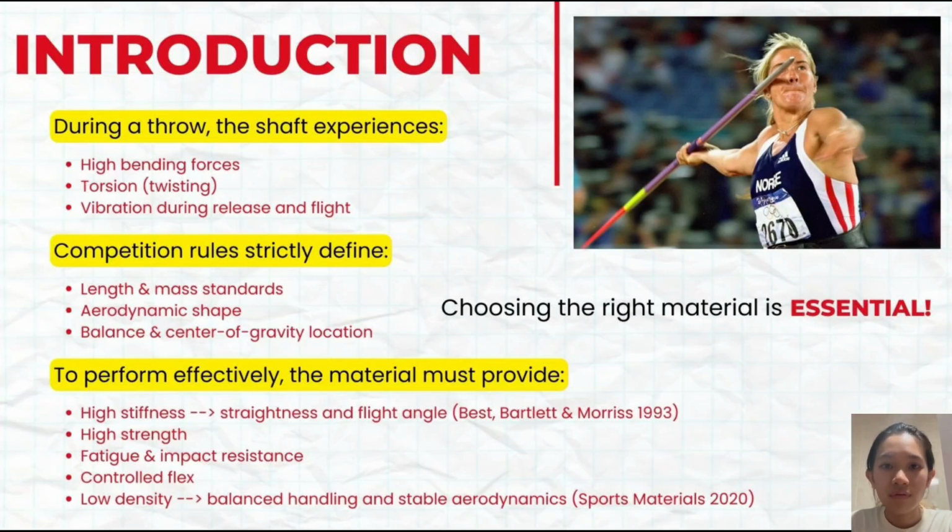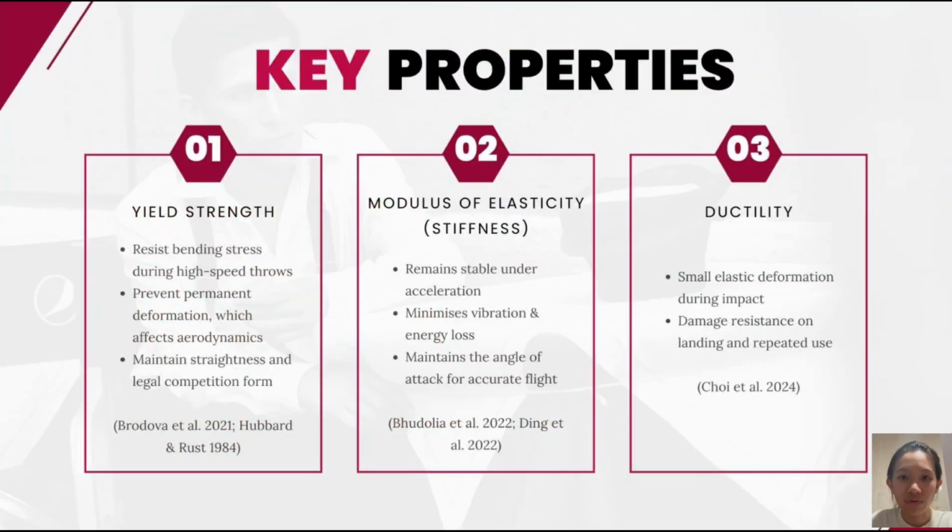So overall, for the javelin to perform effectively, its material must satisfy several important characteristics, which are high stiffness for straightness and consistent flight angle, high strength to resist bending, fatigue and impact resistance for repeated throws, control flaps to optimize aerodynamics, and low density to maintain balance and stable handling. All of this shows why selecting the right material is absolutely essential for both performance and safety. Based on these conditions, we identify several key material properties required for an effective javelin shaft.